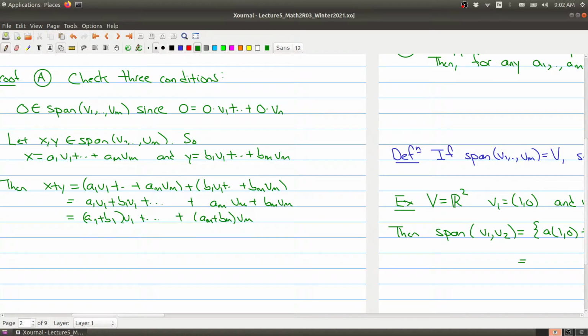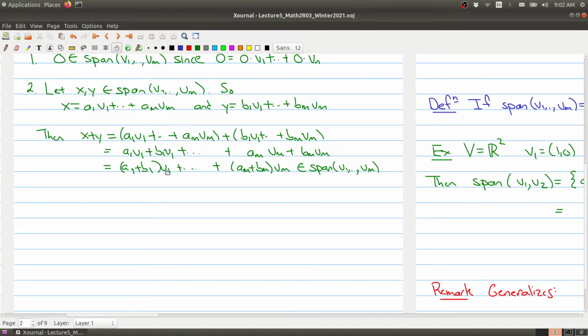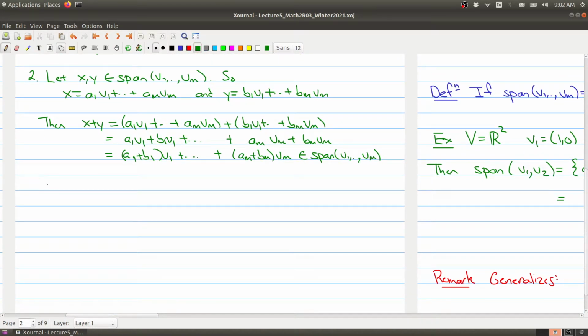But now the way that I've written it is that each of these ai plus bi, this a1 plus b1, a2 plus b2, those are all just scalars. So now I've written x plus y as a scalar times v1, a scalar times v2, and so on. So that just means that x plus y is in the span of v1 through vm. Okay, so we've checked off the second condition of being a subspace because it's closed under addition, and now closed under scalar multiplication is proved in the same sort of way.